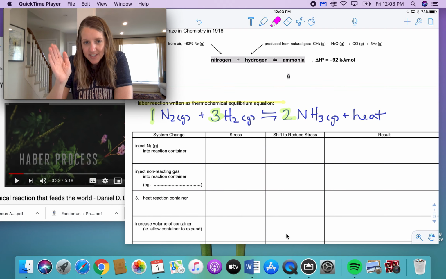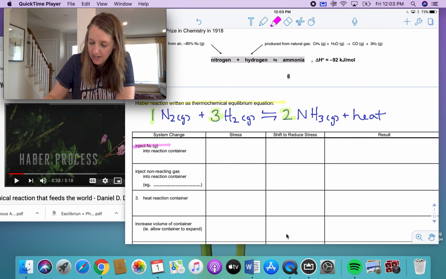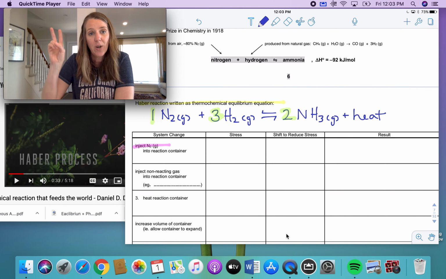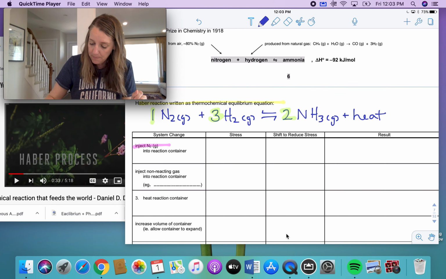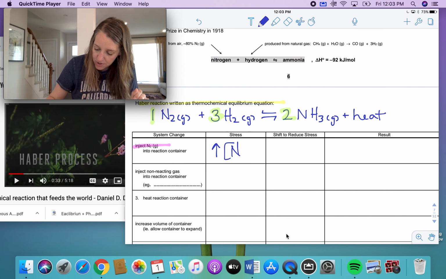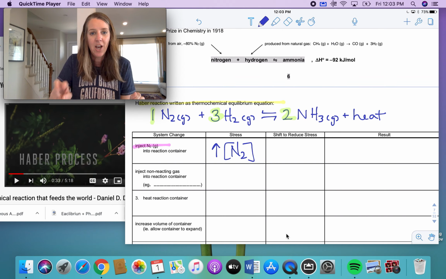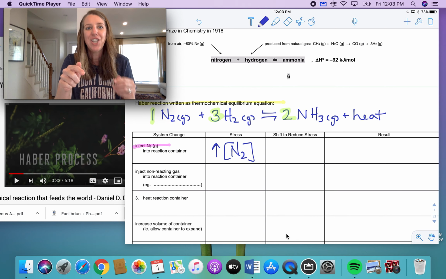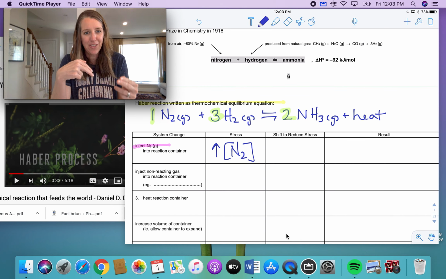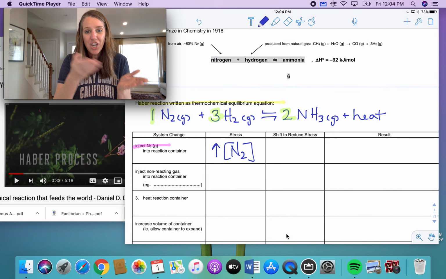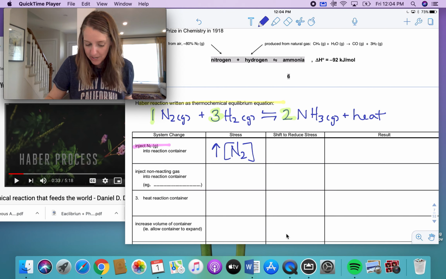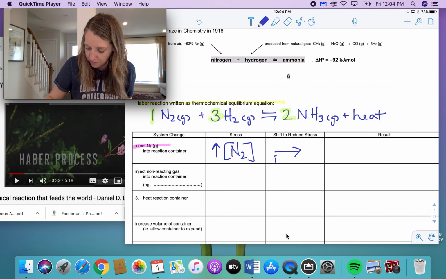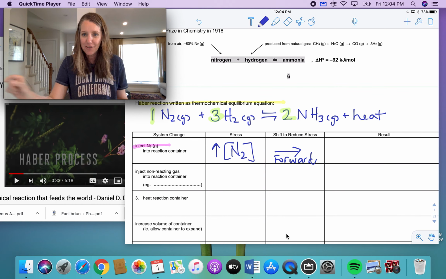So the system change. Well, the first thing that we're going to do is we're going to increase the nitrogen gas. So what's the stress on our equilibrium system? We are increasing the concentration of the N2. Our nitrogen is on the reactant side. So if you increase the concentration of the nitrogen, you now have more molecules. They're going to collide more often with the hydrogen molecules. You are causing more successful collisions. And as a result, you are shifting the equilibrium in the forward direction. Okay? Reactants to products, you're shifting it in the forward direction.